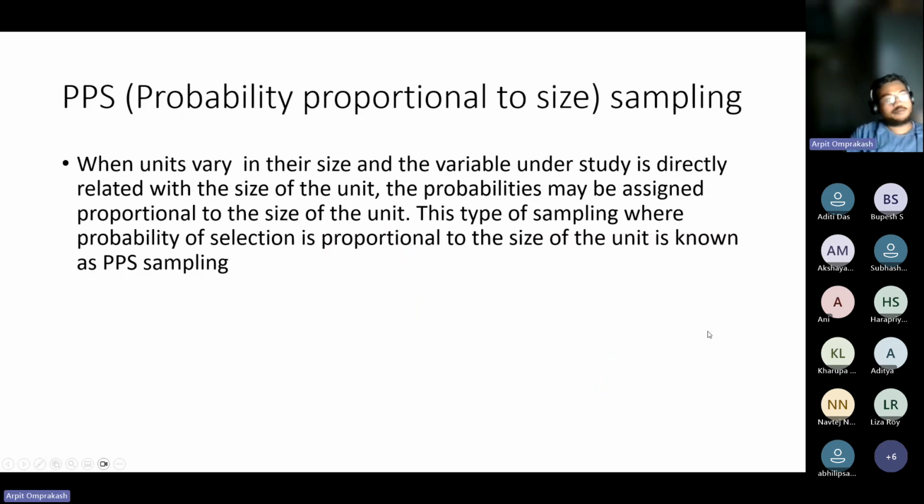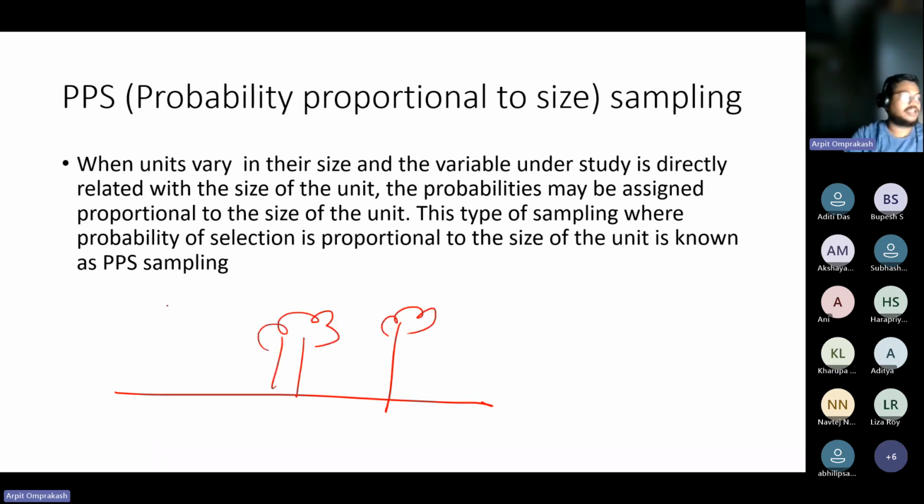PPS sampling, or probability proportional to size sampling, is basically used when the units are varying in their size. So, for example, let's say we have trees. Let's say we have a small tree, a medium tree, and a very old, very large tree, right? And we are trying to estimate the biomass or population density of this population.